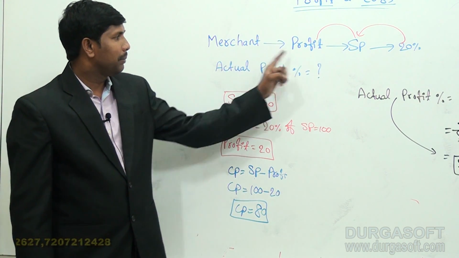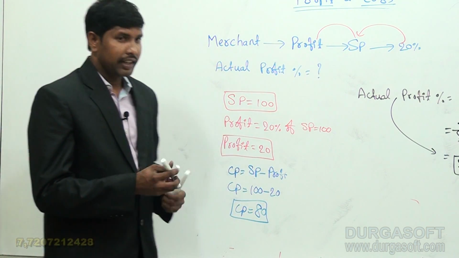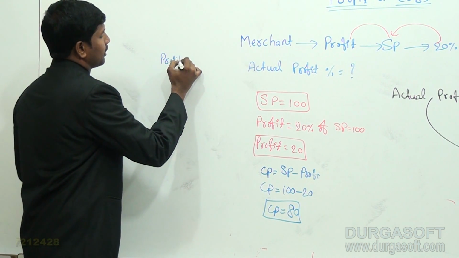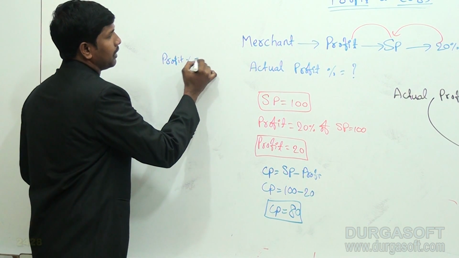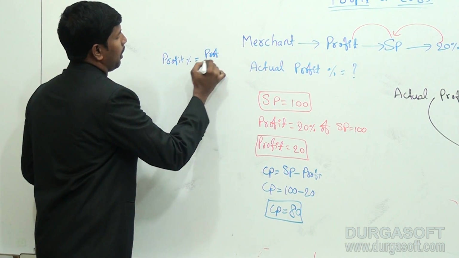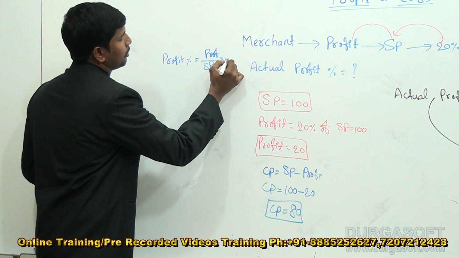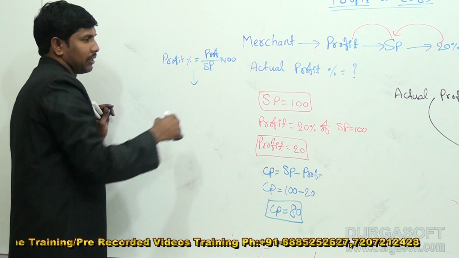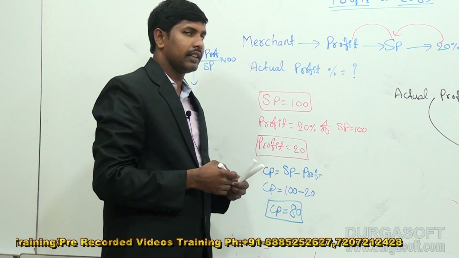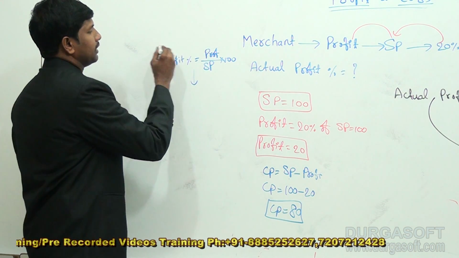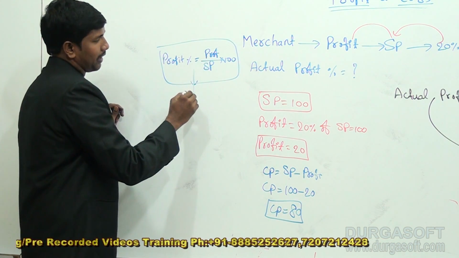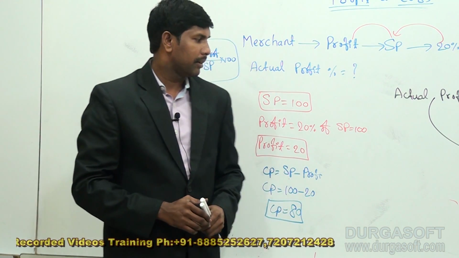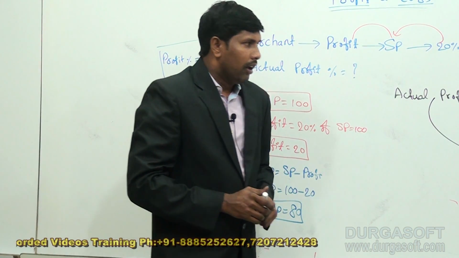Even you can take the meaning of that. He has taken the profit percentage as profit by selling price into 100. Now from this you can take the meaning of actual profit percentage and you can calculate. This is another way and you can get the same answer, and it is the way we can calculate it by taking the formula.